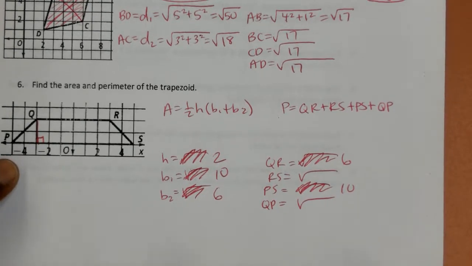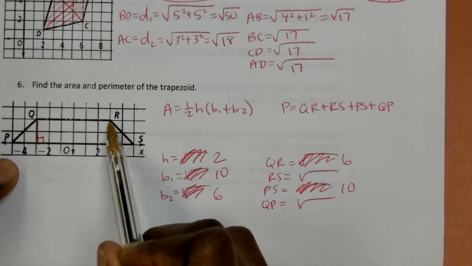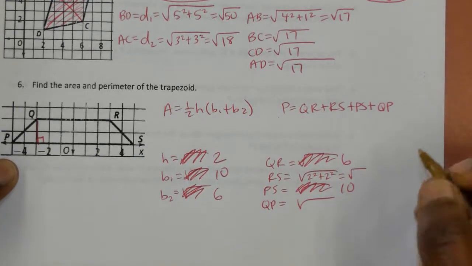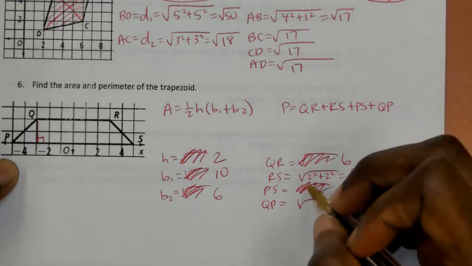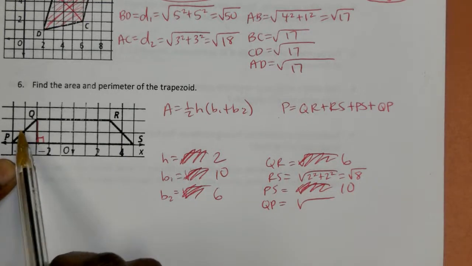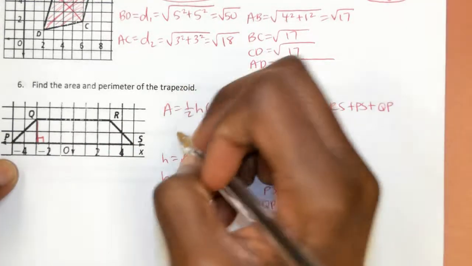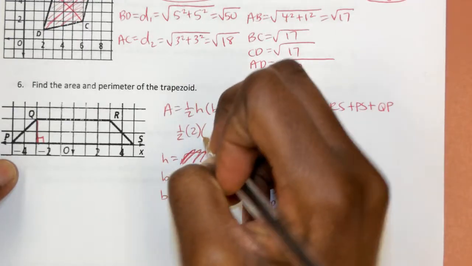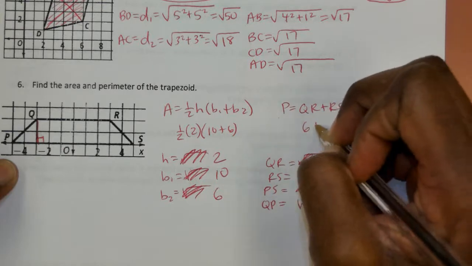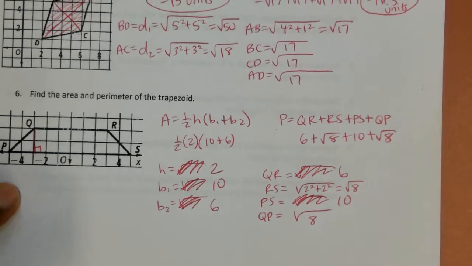There was no diagonal side. On RS, I have to go over 2 and up 2 to get from one point to the other. So 2 and 2 are my numbers in my radical. So 4 and 4 is 8. And I can tell this is equivalent to this. So it's 2 and 2, so it's going to be square root of 8. So now I'm just plugging in everything to the formula and evaluating.